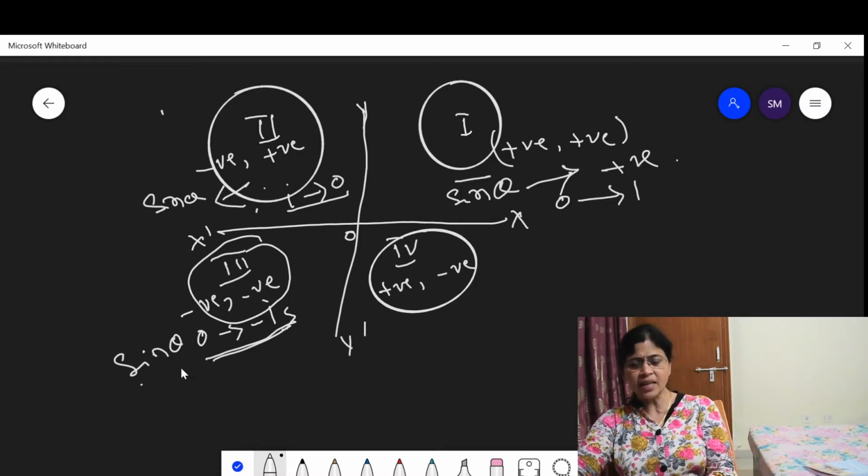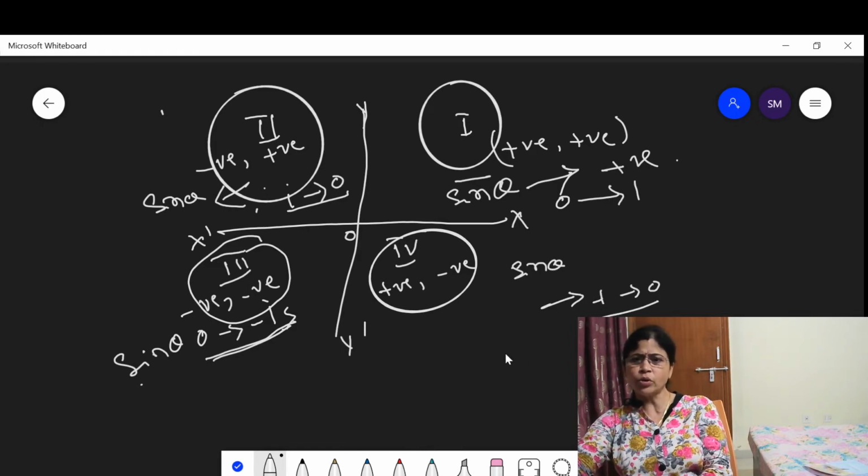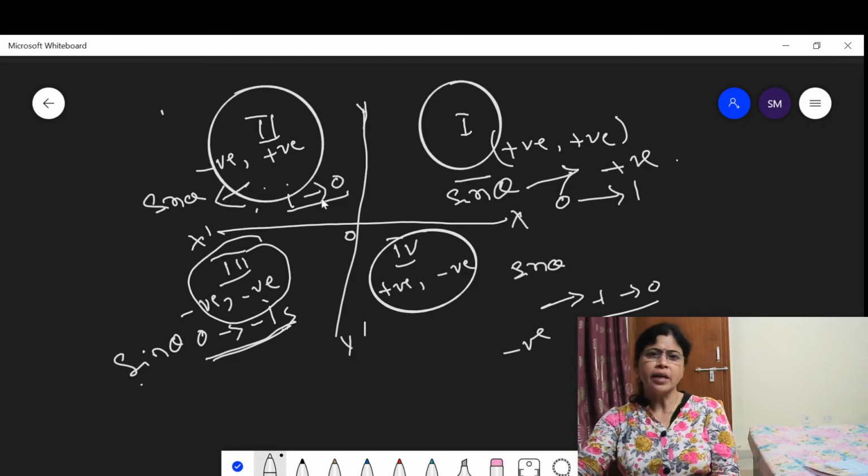Sin theta is negative here, and in the fourth quadrant sin theta is increasing from minus 1 to 0 and negative. Then look here, I will draw the table like this.